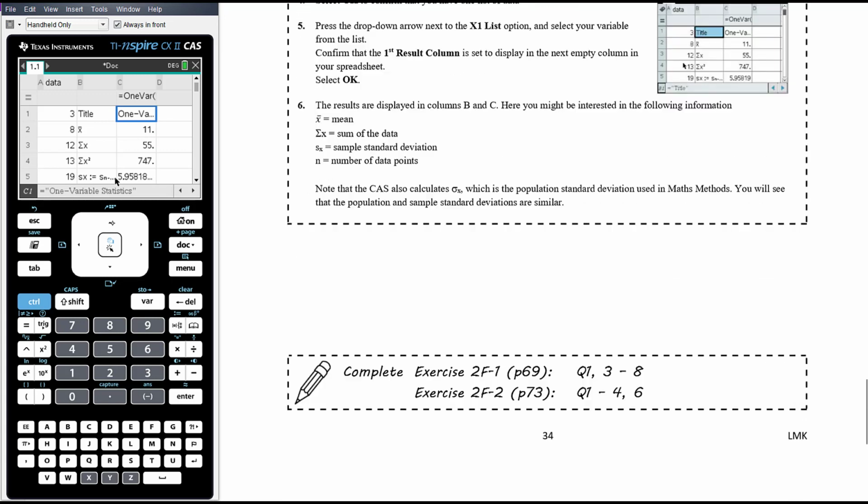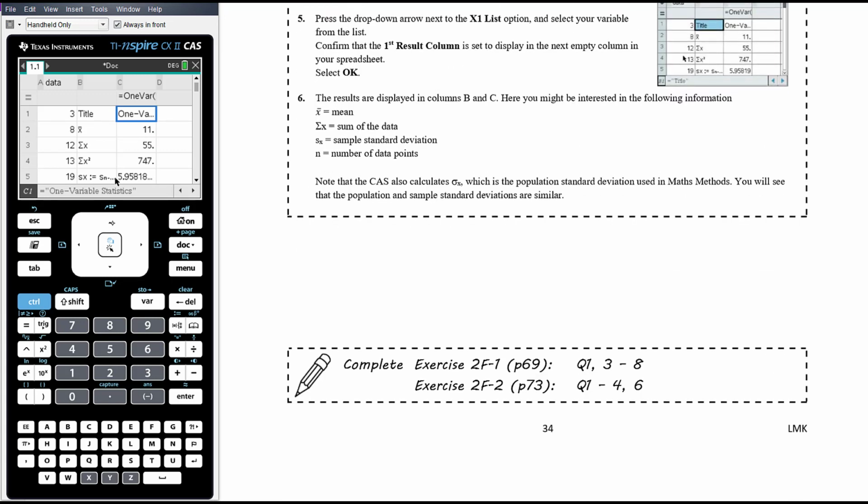So the work today is from exercise 2F, calculating means and standard deviations, and having some sense of what it is that you're actually calculating. In particular, the mean, and how that compares to the median.